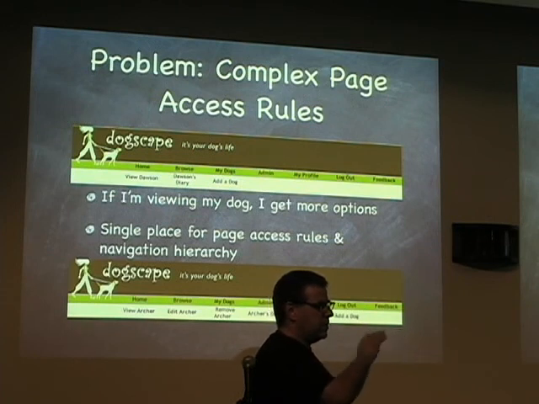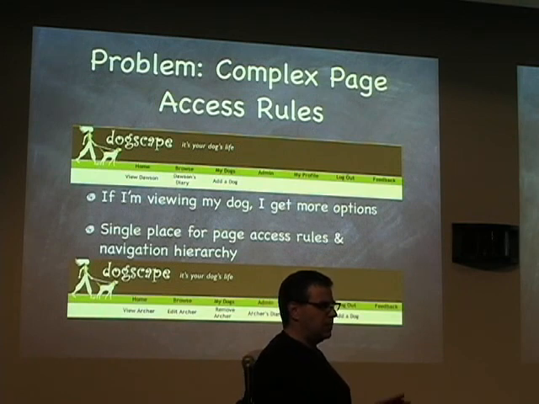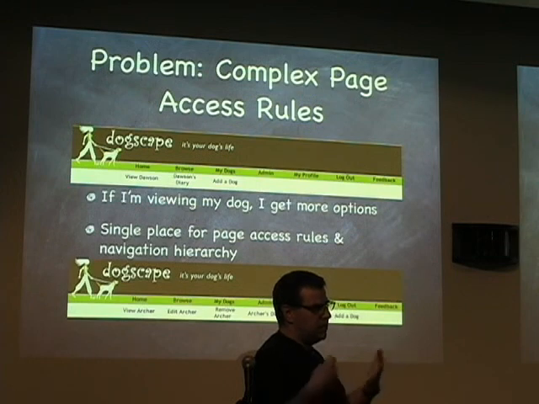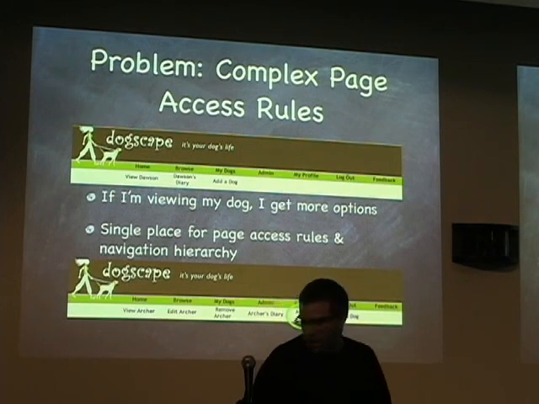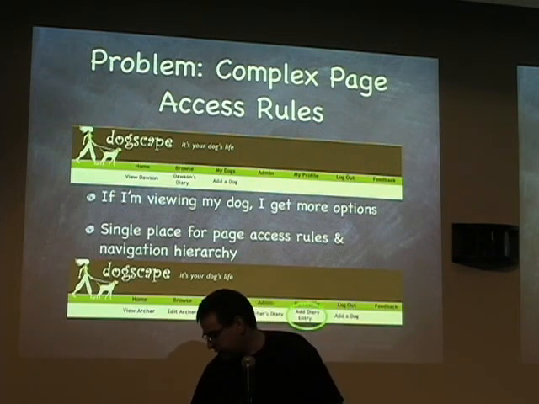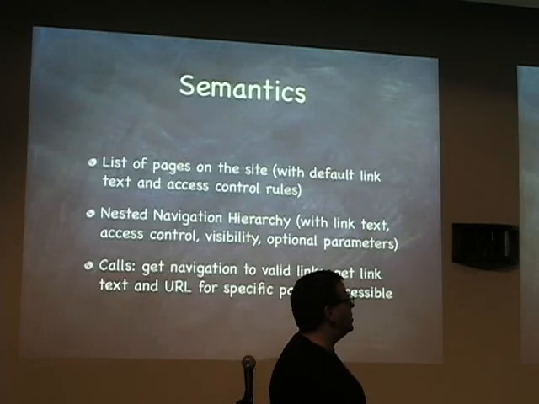All it knows is it makes a single call and says, give me the available links. The user's on this page, it's this user, here are the parameters that were passed in as part of the HTTP request, give me the site navigation. There's a separate XML file. Well, actually, I'll get to the semantics that we use, then I'll get to the XML file.